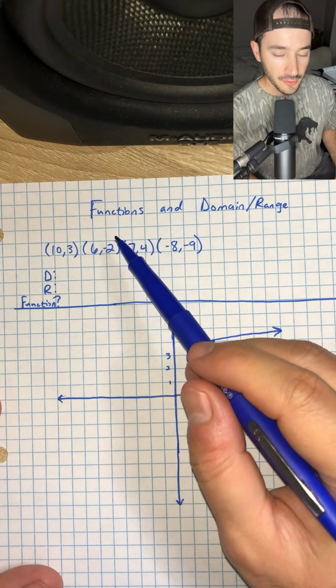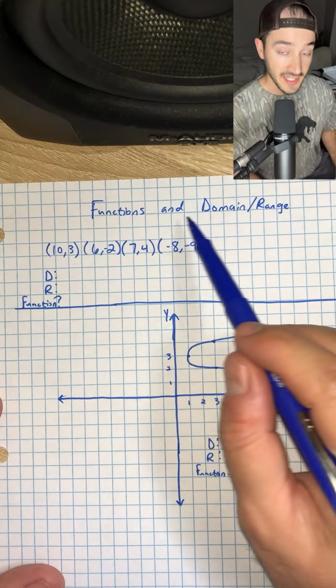This is everything you need to know for Algebra 2, Part 1. So we're going to review some Algebra 1 by talking about functions and domain and range.